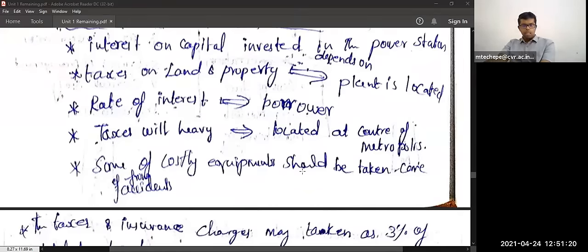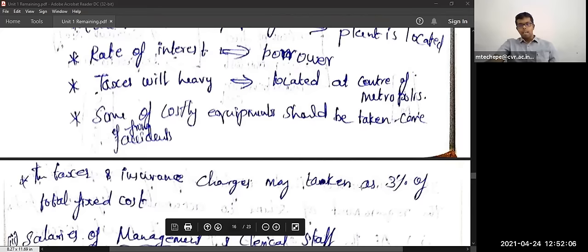So you have to take care of that costlier equipment from accidents. Even if accidents happen, you have to provide some protective equipment near that particular area. And also taxes and insurance charges may be taken care of. Why? If you are constructing a plant worth 100 crores or 1,000 crores, you need to insure it also.